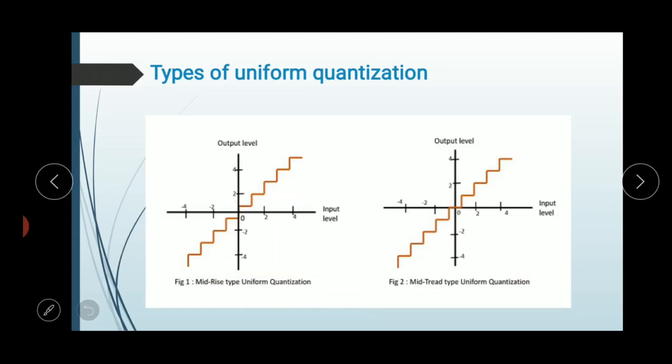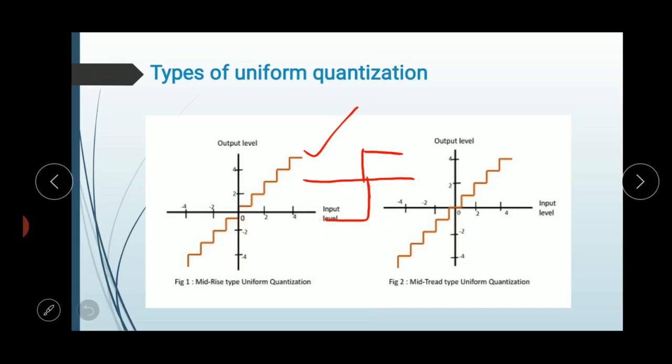part of the staircase. So see here, if this one is the origin line, then the staircase is like this. Means this one is the positive half, this one is the negative half. This is the origin, and here is the rising part of the staircase on the positive side, and here is the rising part of the staircase on the negative side. So in between these two rising parts the origin is present. Because of that this is known as mid-rise type.